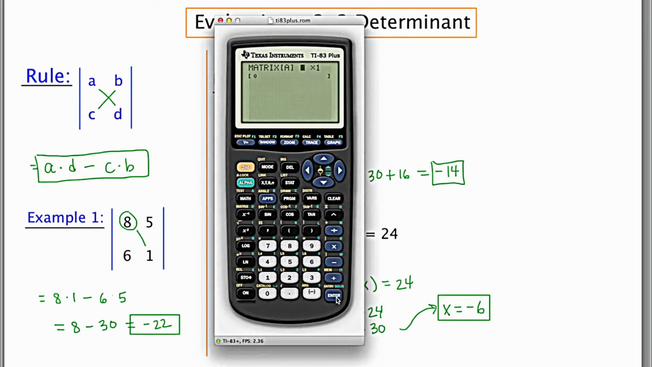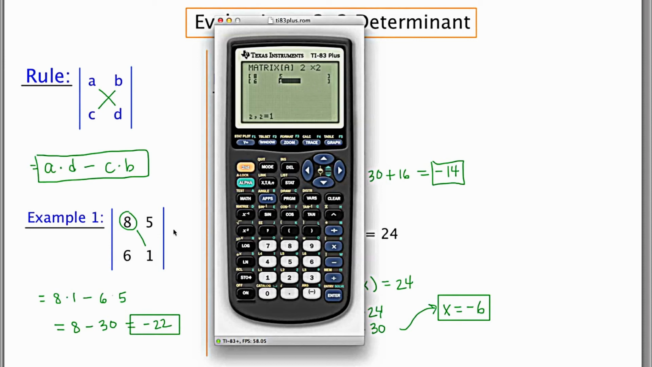And right now it's set to be a 1 by 1, but I need it to be a 2 by 2. So I'm going to press 2, enter, and then 2, enter again. And you'll notice when I do that, the size of the matrix changes. So now I'm just going to enter the values: 8, enter, 5, enter, 6, enter, 1, enter. And just do a quick double check that what you have entered is exactly what you're supposed to do.